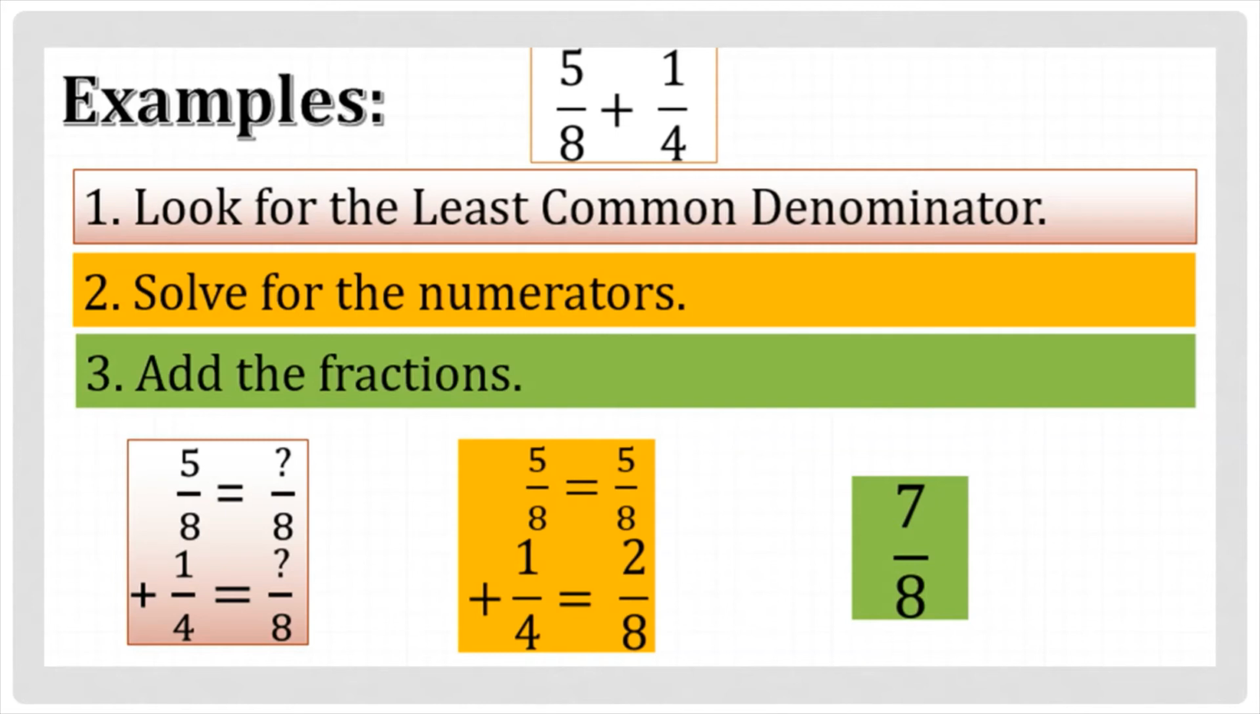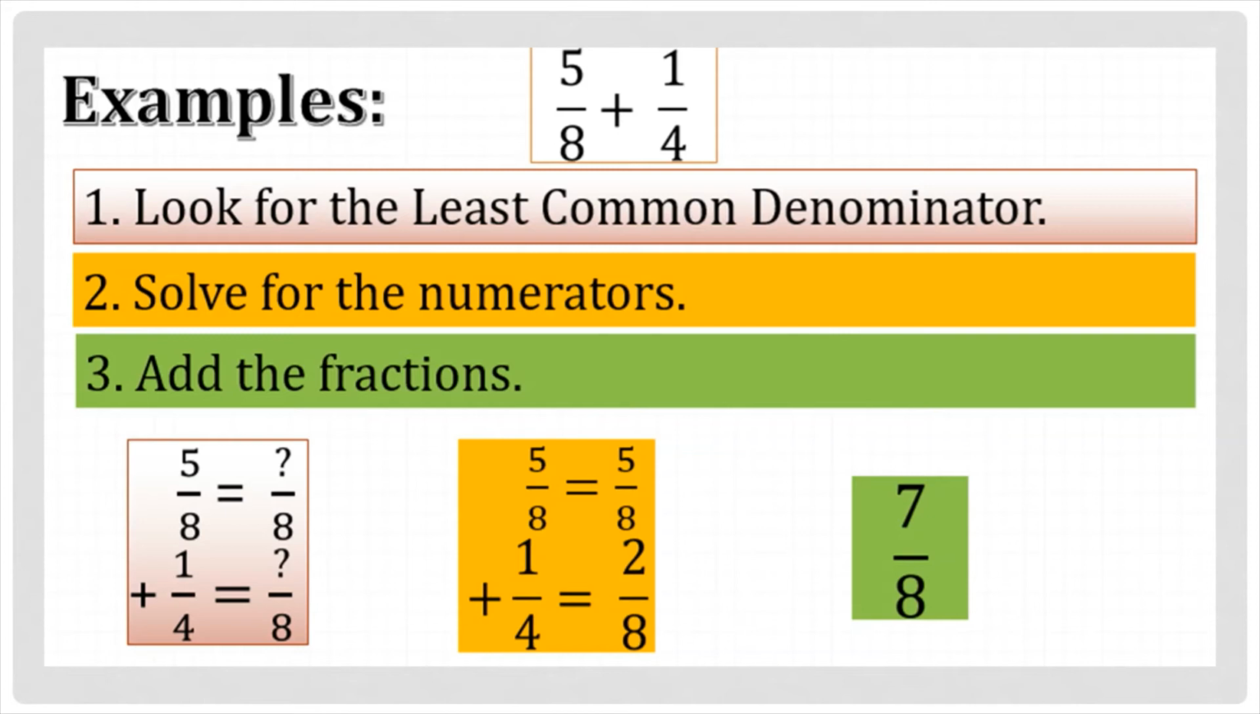Okay, so we need to solve now for the numerators, using the butterfly method. So 8 divided by 8 is equal to 1, and 1 multiplied by 5 is equal to 5. The process for the butterfly method is that you need to divide the LCD by the denominator, then multiply the quotient by the numerator. Just like what I told you, 8 divided by 8 is equal to 1, and 1 times 5 is equal to 5. So that is for 5 over 8.